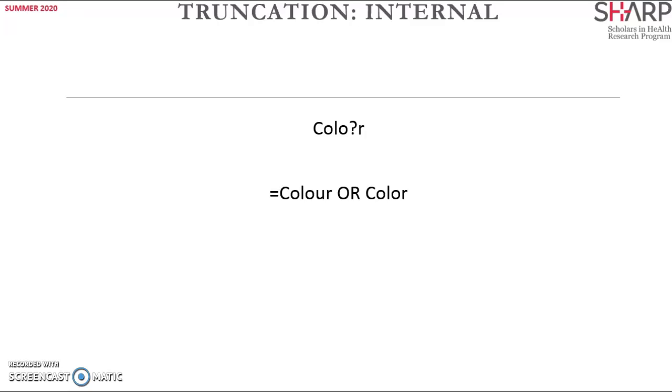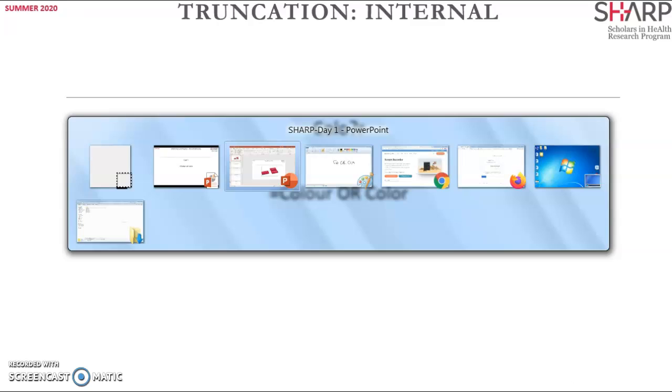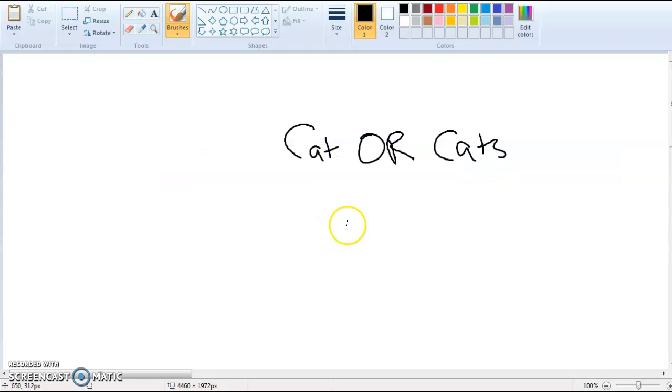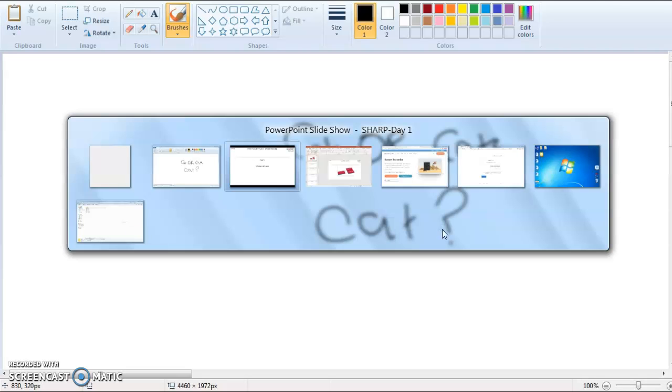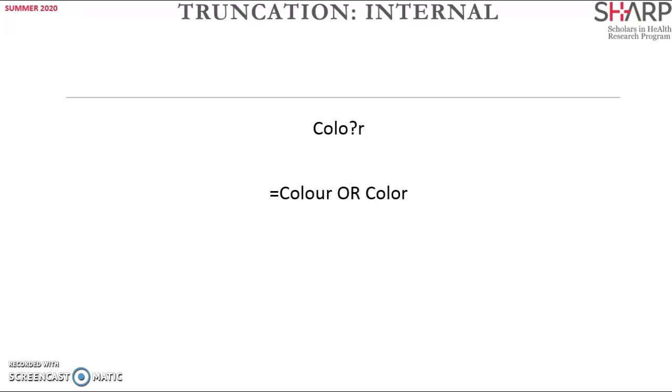For example, if I put colo question mark r, typing color as British or American, then again I might be using it here. So if I typed in cat question mark, it would get for me cat or cats if it represents 0 or 1 letter, as in here. So I'm saving time on myself. Truncation comes to help me in that.